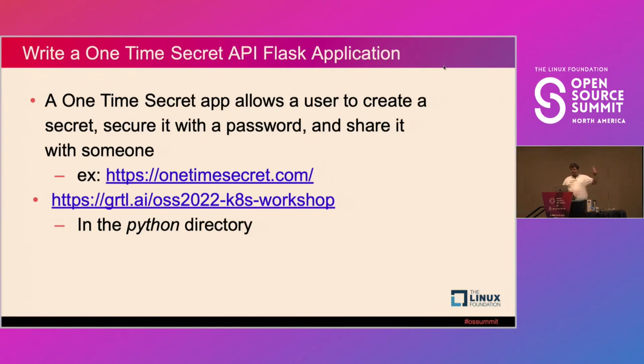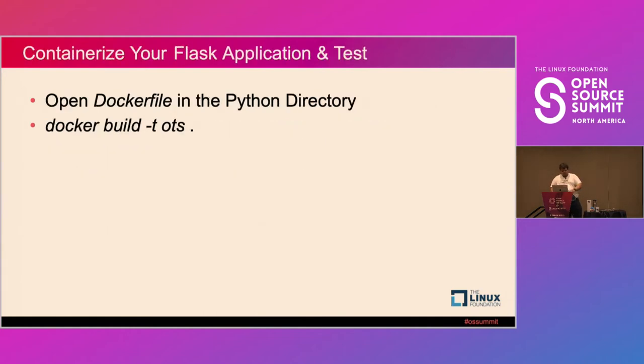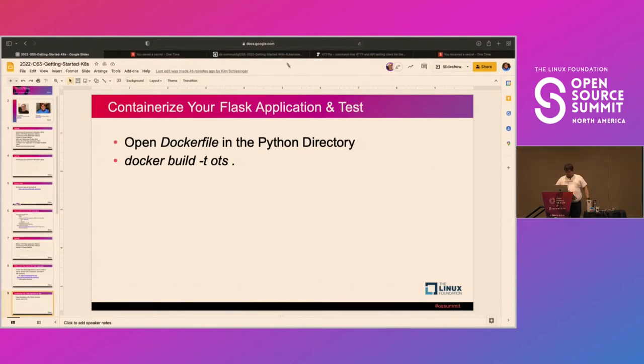I'm joking. But if you would like to see the code, all of the code is at this website, grtl.ai/OSS2022-K8-workshop. It's also in the do-community.org. You'll find it as soon as you look for it on GitHub. But essentially, that's just a short link to it, and it's in the Python directory. So if I've helped you set up, you already have it set up. But you need to be able to download that code and run it. So let's look at that code before we move forward.